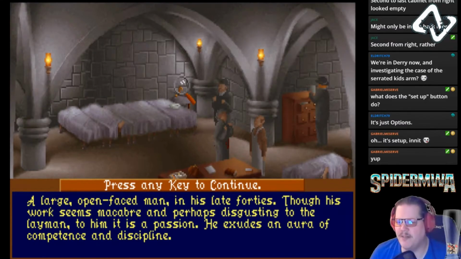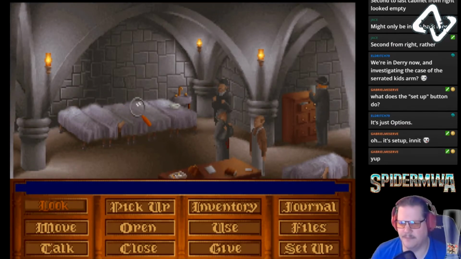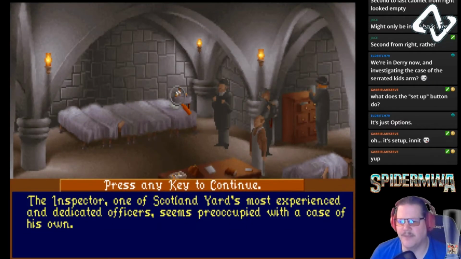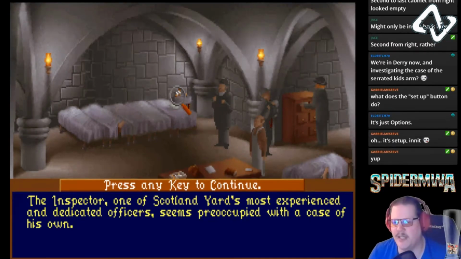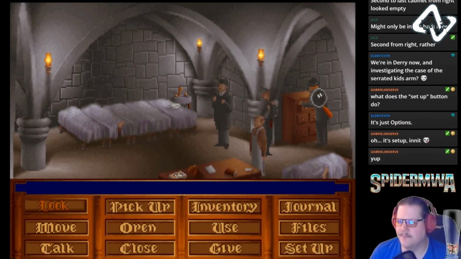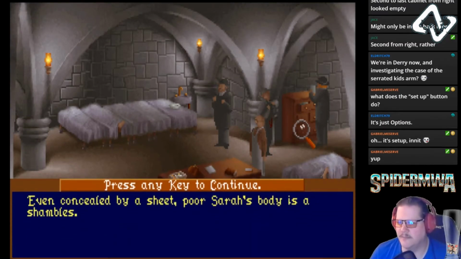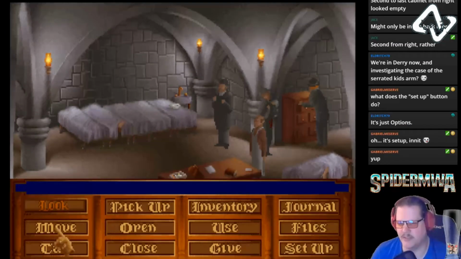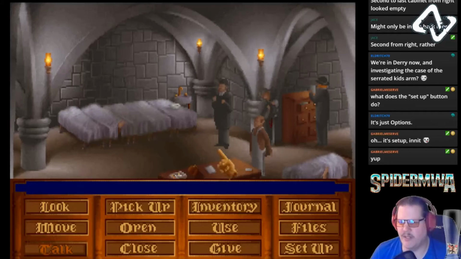A large, open-faced man in his late 40s. Though his work seems macabre and perhaps disgusting to the layman, to him it is a passion. He exudes an aura of competence and discipline. Ah, Gregson. The inspector, one of Scotland Yard's most experienced and dedicated officers, seems preoccupied with a case of his own. Good old Gregson. Even concealed by a sheet, that poor Sarah's body is a shambles. Let's see what Gregson is up to.